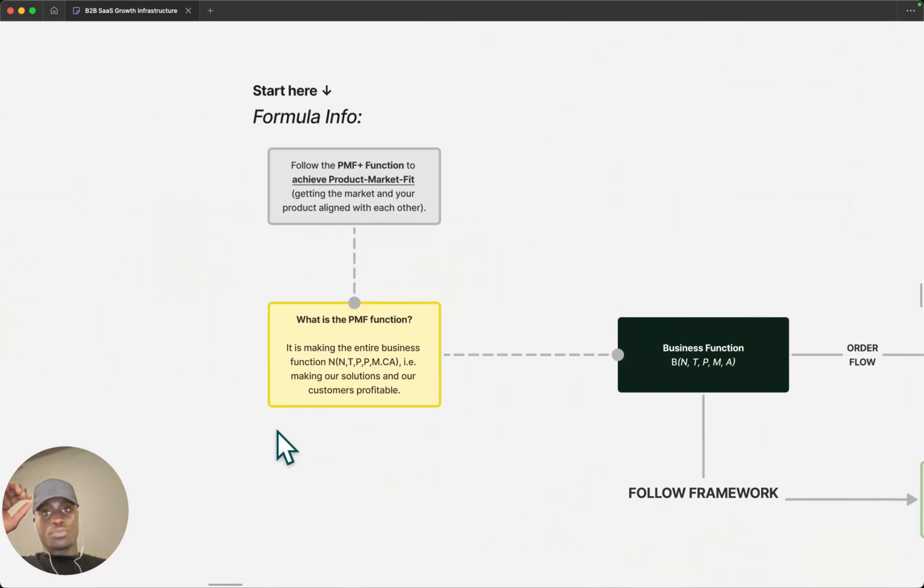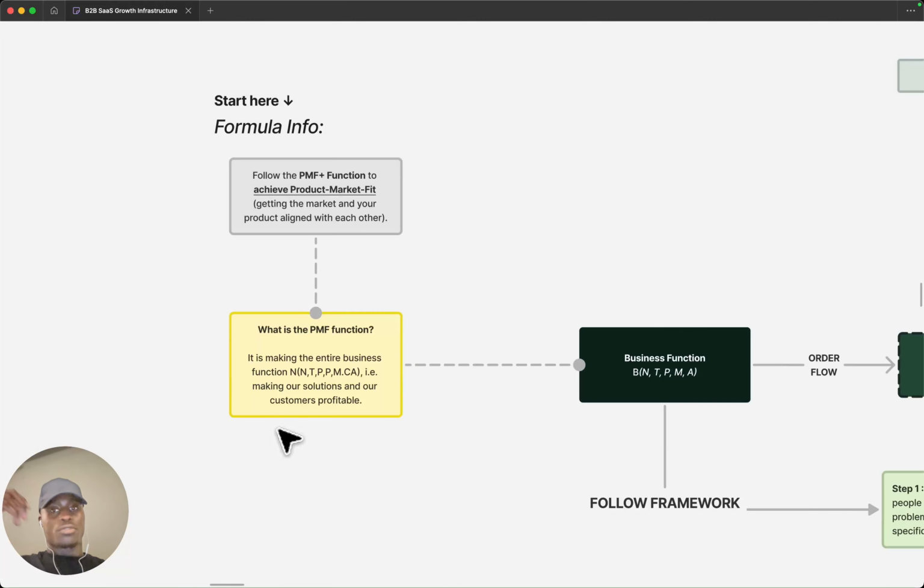So you need to follow the product market fit function to achieve product market fit: getting the market and your product aligned with each other. What the product market fit function does is make the entire business function: your niche, your transformation, the price, the mechanism, and the access channel get correlated with each other, making your solutions and your customers profitable.